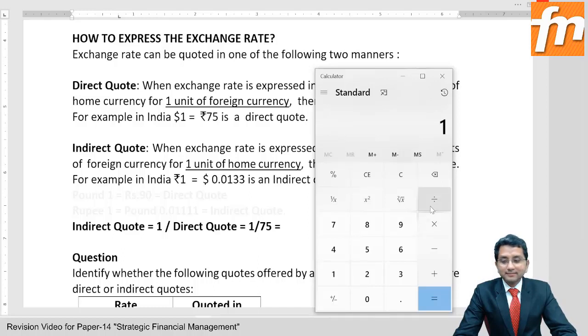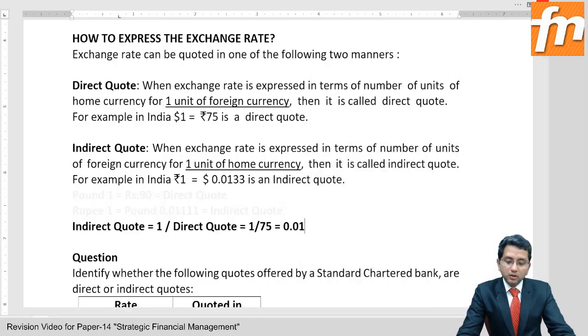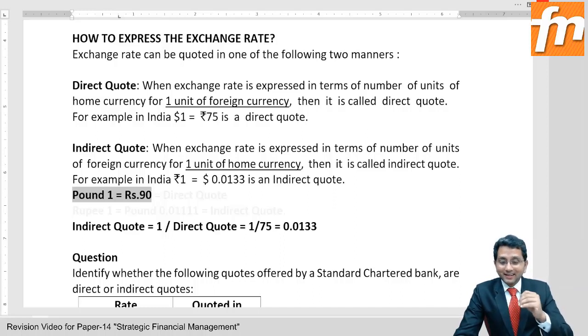So this is 1 divided by 75 equal to 0.0133, right? 0.0133. This is the indirect quote. Let's take one more example. If I say that 1 pound is equal to rupees 90, you might say, sir, this is not the current exchange rate. My dear friends, all these rates are illustrative in nature, and I'm never saying that these are the current rates. 1 pound equal to rupees 90.